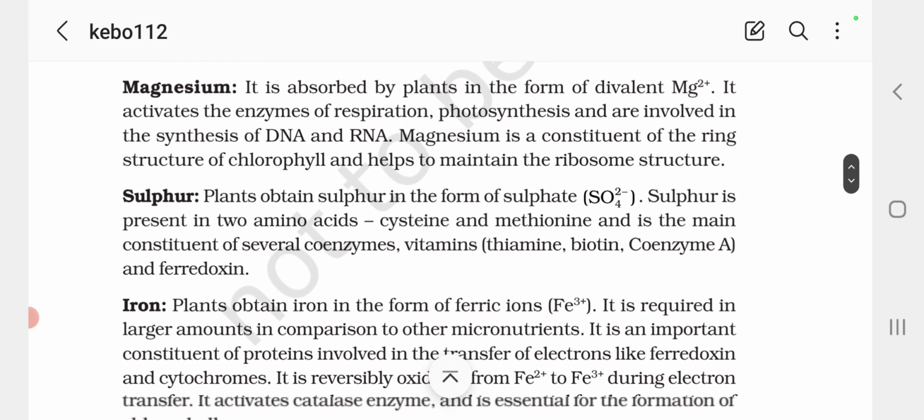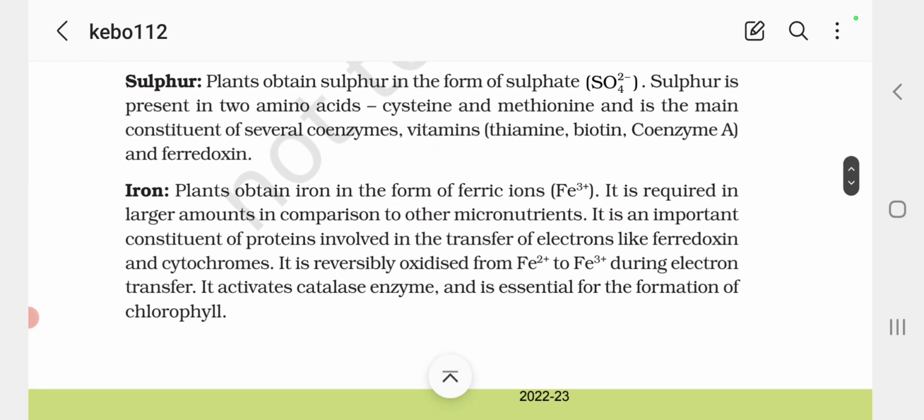Magnesium. It is absorbed by plants in the form of divalent magnesium. It activates the enzymes of respiration, photosynthesis, and is involved in the synthesis of DNA and RNA. Magnesium is a constituent of the ring structure of chlorophyll and helps to maintain the ribosome structure. Sulfur. Plants obtain sulfur in the form of sulfate. Sulfur is present in two amino acids, cysteine and methionine, and is the main constituent of several coenzymes and vitamins like thiamine, biotin, coenzyme A, and ferredoxin.